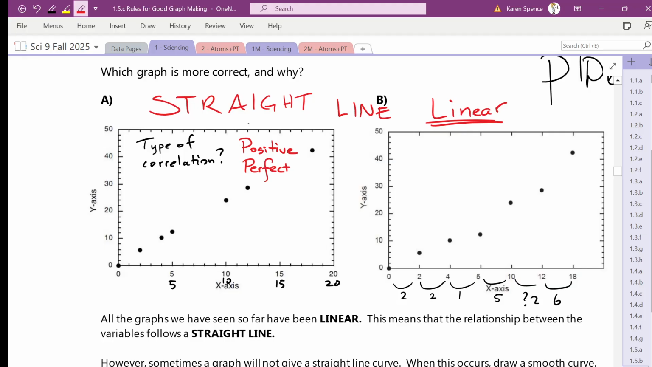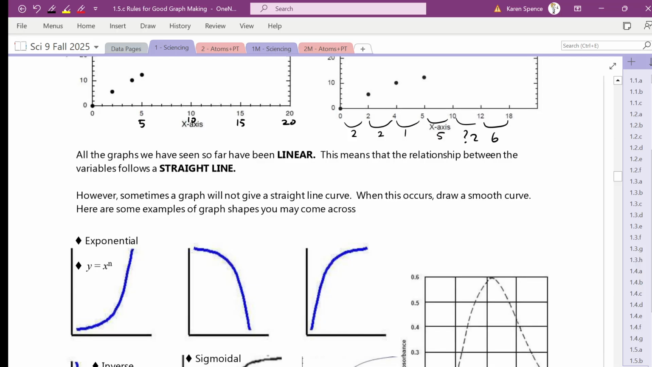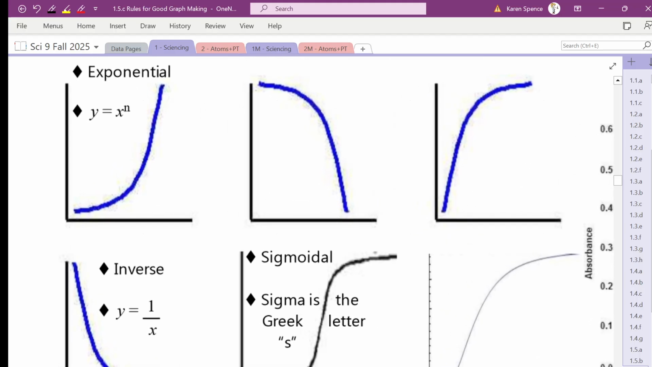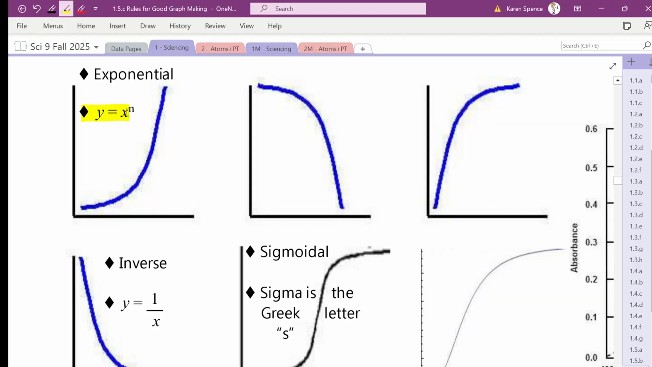Okay, so if we get a straight line with our data, it's called linear. But sometimes your data will not give you a straight line. Sometimes it will give you a curve. Your curves, however, will be smooth curves. You're never going to get wiggly woggly all over the place. Smooth curves only. If you are interested, I've put in what some of these are, if you're into math.